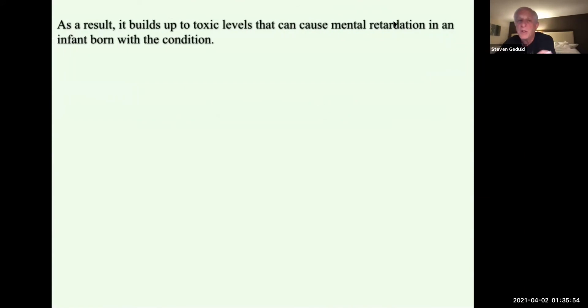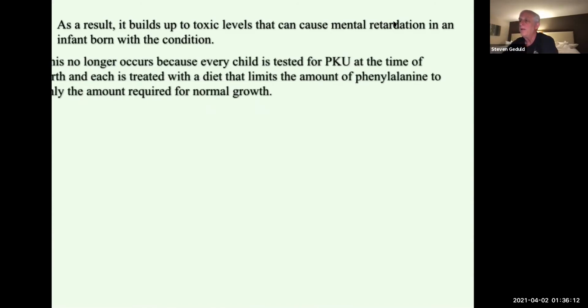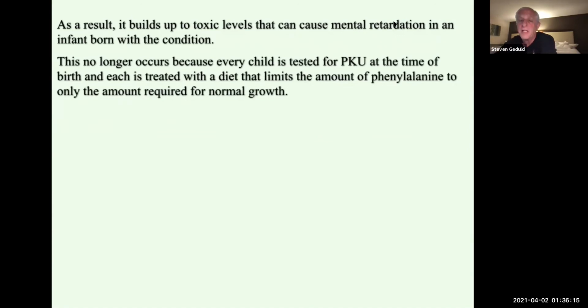Okay. As a result, it builds up to toxic levels that cause mental retardation in an infant that's born with this condition. And now everyone born in the United States is checked for PKU. Everybody born. Okay? Because it's such a deadly disease and we weren't aware of it, didn't know what was causing it. Okay, it no longer occurs because every child that is born is tested for PKU at the time of birth. Okay, and if positive for phenylketonuria, the child is treated with a diet that limits the amount of phenylalanine to only the amount required for normal growth. It doesn't develop extra in the body.